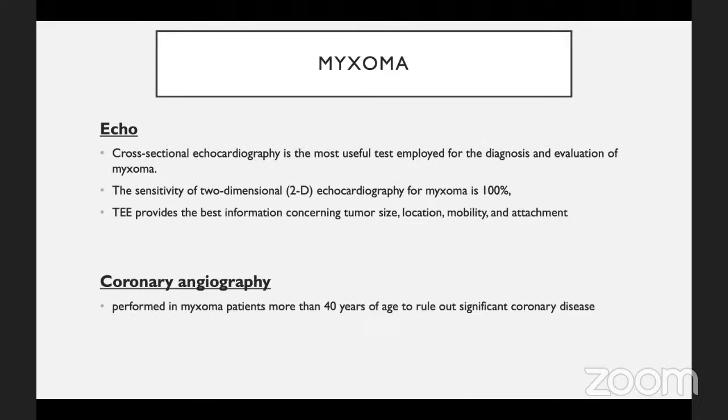The echo has 100% sensitivity with two-dimensional echo. It is the most useful test employed for the diagnosis as well as the evaluation of the myxoma. But the transesophageal echo provides the best information on the size, location, attachment, and mobility of the tumor. Coronary angiography in case of myxoma is performed for people more than 40 years old to rule out any significant coronary disease.